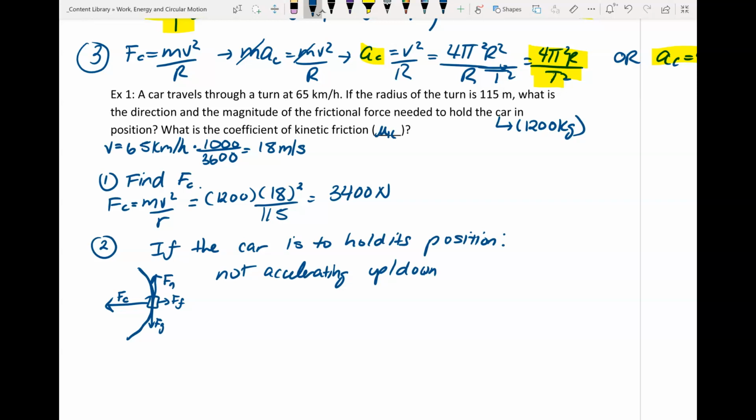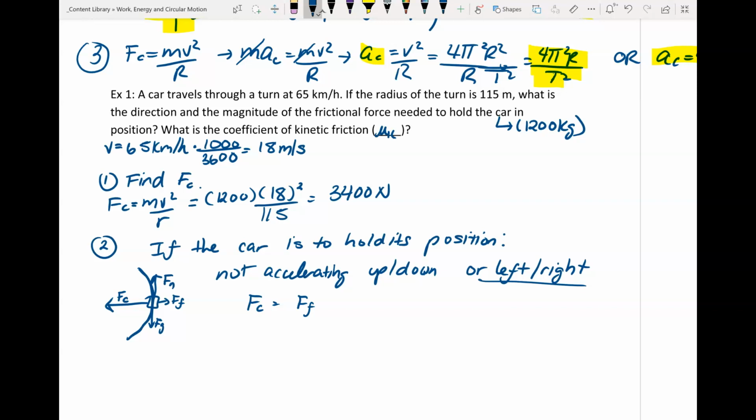So it doesn't have an up and down acceleration. It also doesn't have a left or right either. Because it's being held in position, it's not going to go more towards the left or more towards the right. So there is no left or right acceleration, which means that our centripetal force and our frictional force definitely need to have the same magnitude, so we don't have a left or right movement.